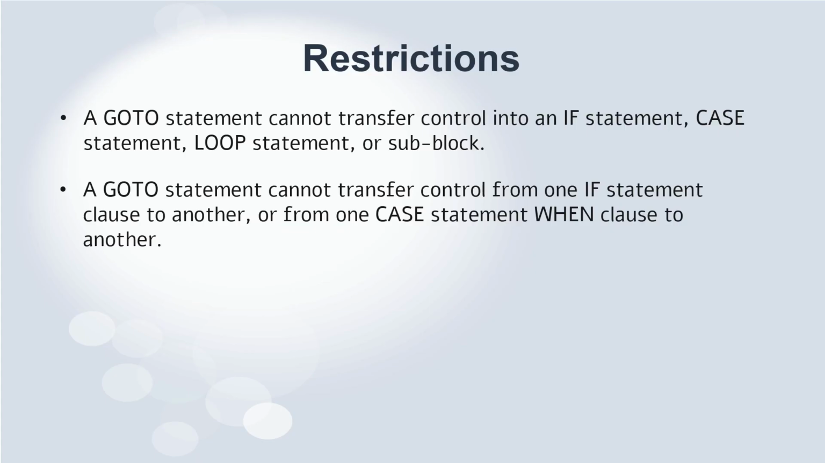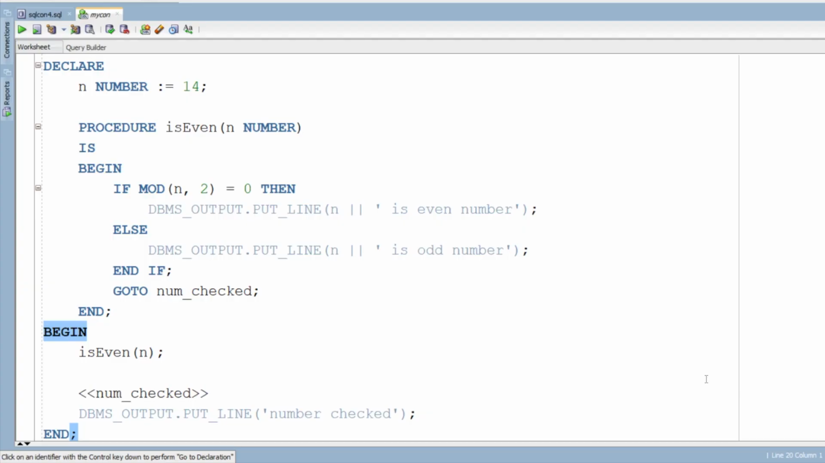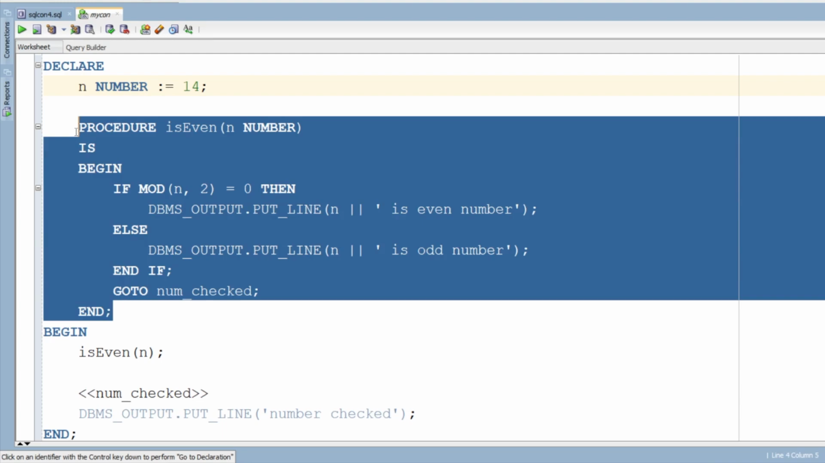The next restriction is a goto statement cannot transfer control out of a subprogram. A subprogram is a named PL/SQL block, which means a procedure or a function. Let's understand the restriction using this example. Here you can see I have declared a variable n with the value 14, and also I have declared a procedure isEven. As I already said, a subprogram is a procedure or a function.